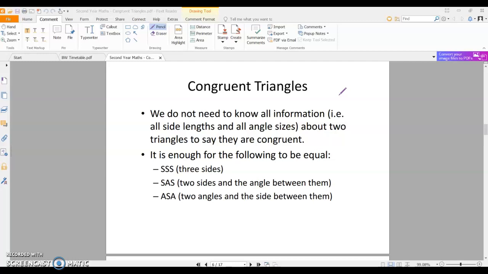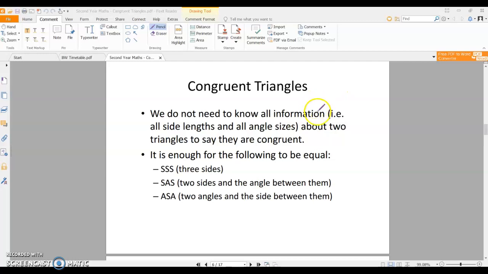If you have side, angle, side, or SAS information, so two sides are equal and the angle in between those sides is equal, that's enough to say it. Or angle, side, angle: two angles and the side between them. If we have that information, it's enough to say that they're congruent. I will go through a few examples of each of these now.